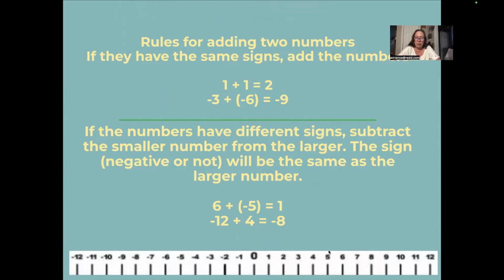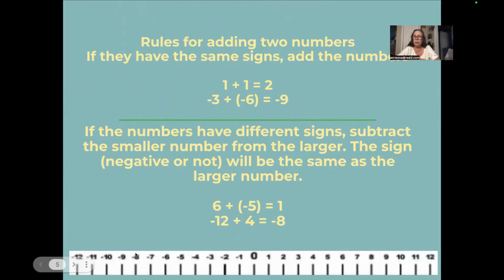So when we take that +6 and we take 5 hops, if we take hops to the left, 1, 2, 3, 4, 5, it takes us down to 1. Here, -12, we start at -12 and we take 4 hops to the right because 4 is positive. 1, 2, 3, 4, and that takes us to -8.